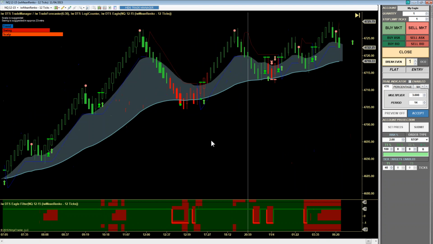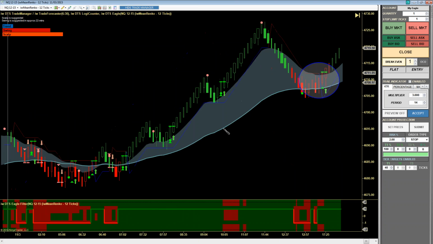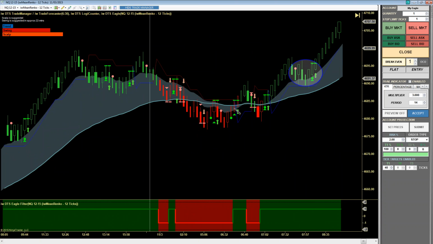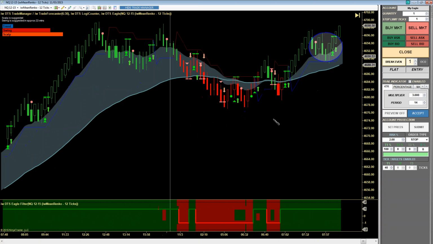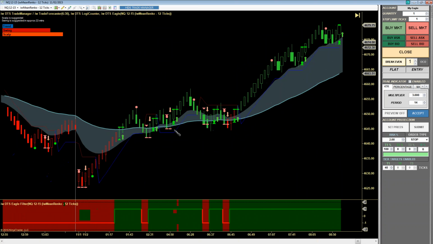Let me find you a high probability signal on the Eagle right here. Red bar buy signal. Into the hard edge, comes out with a red bar buy. The trend change signal. When the cloud changes direction, it's your first signal again where everything is in sync. Most of the time, that's what you're looking for, is you're looking for everything to be in sync.